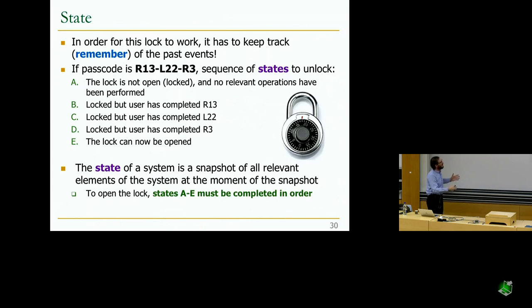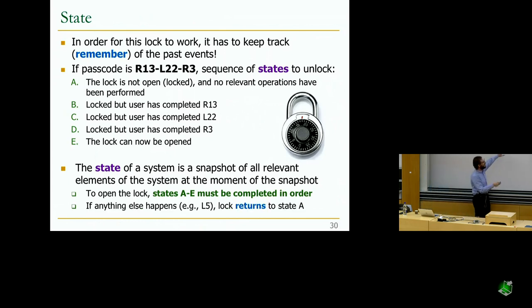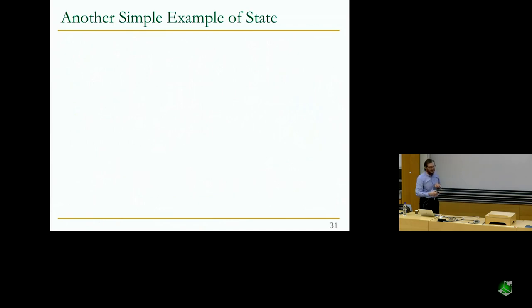And then you go back to another state to actually make sure you go back to A. Okay, if anything else happens, for example, if you do left 5, the lock returns to state A. Okay, let's look at another example that's a bit simpler, perhaps.